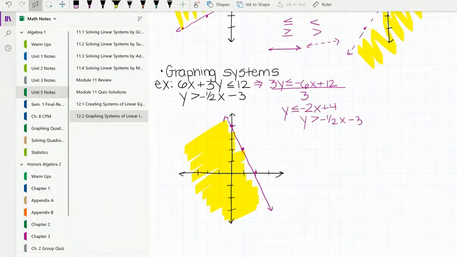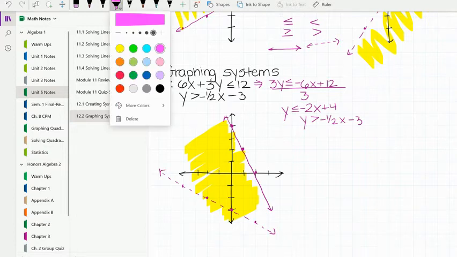Okay, now I'm going to go back and graph the other inequality. For this one, I'm going to start at -3, and then from there, my slope is -1/2. So I can go down 1 over 2, or I can go in the opposite direction. Because the symbol is just a greater than and it's not equal to, we know that this is going to be a dashed line. And then our last step is the shading.